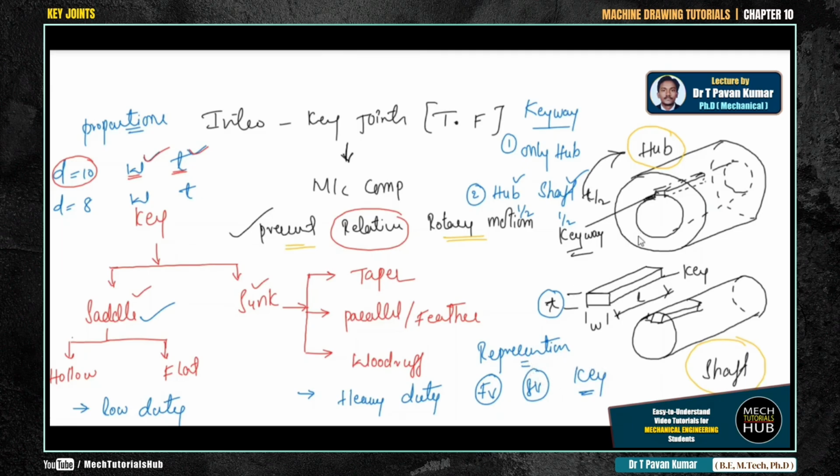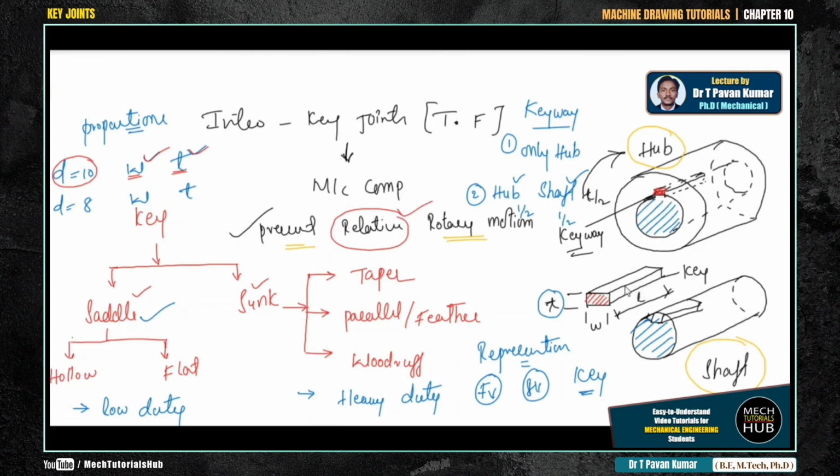After assembly, when this particular shaft sits in this particular hub, the shaft occupies the hollow space. After that, I just need to place the key to lock these two elements. So let us say I have placed the key, then it will appear here. This key will help to prevent the relative rotary motion between these two elements.